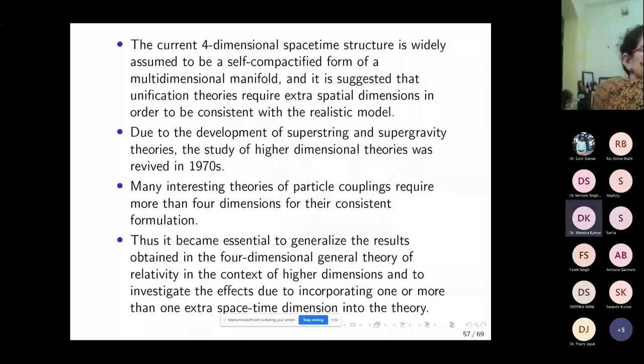Because before this, we had taken the 4-dimensional spaces or structures and discussed them. But to discuss these theories, we require more dimensions, and thus it becomes essential to generalize the results obtained in the 4-dimensional general theory of relativity in the context of higher dimensions, and to investigate the effect due to incorporating one or more than one extra space-time dimension into the theories.